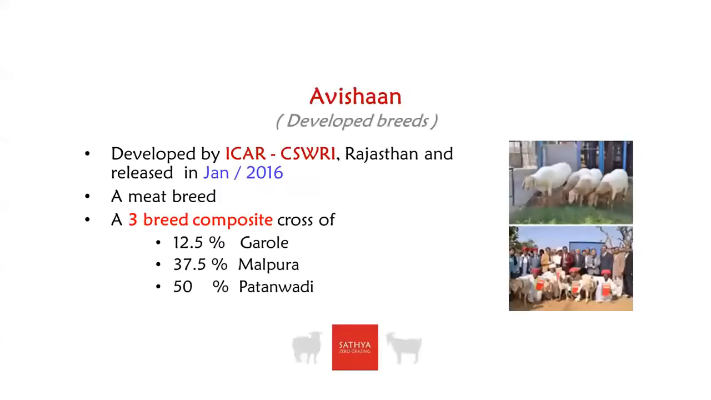Avishan is a developed breed. It is developed by ICAR CSWRI Rajasthan and it was released in January 2016. It is a meat breed. It is a three-breed composite, a cross of three breeds. It contains Gerol, Malpura and Patanwadi.